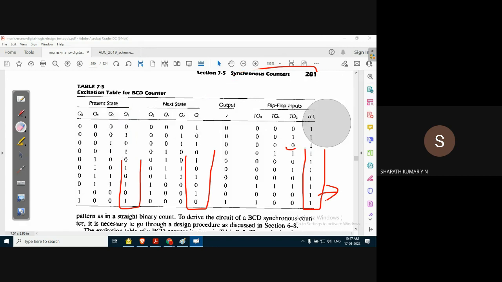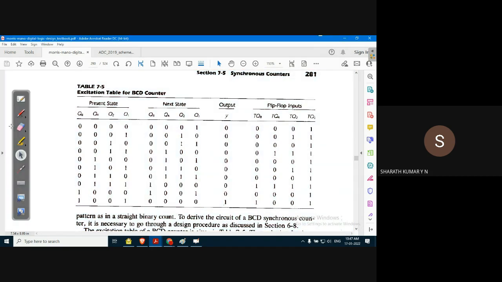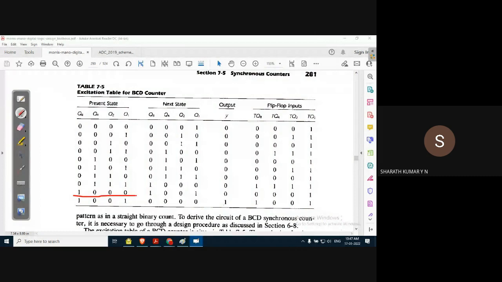Okay. Next. Likewise, let us take one random case. Let us say, for example, 1001 is the present state. Next state should be 1001. So only the first flip flop changes the state. Other flip flops should not change the state. So what should be the input for the flip flops? Only the first flip flop should be applied with 1. Other flip flops should have the input as 0. Very simple. Fine.